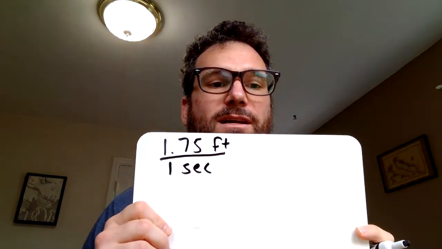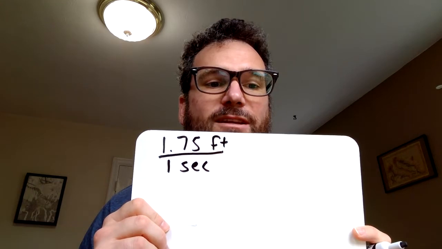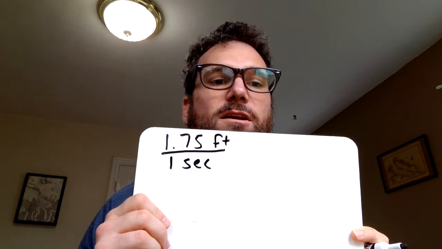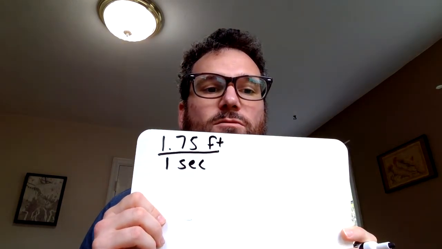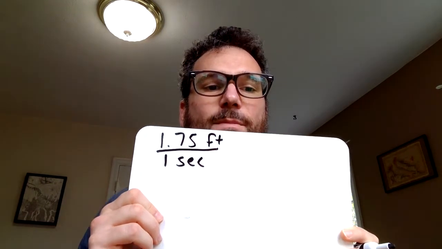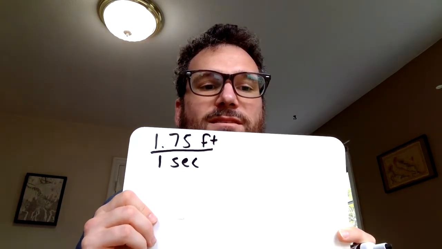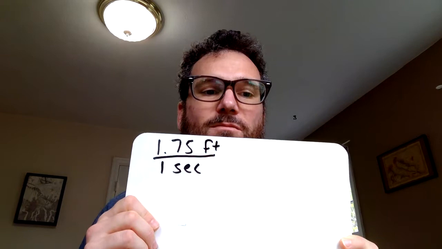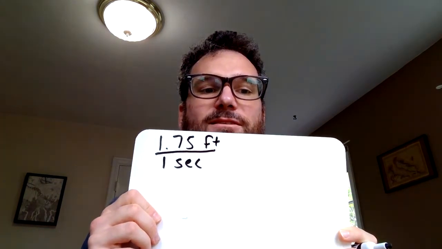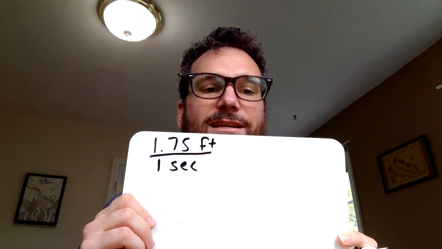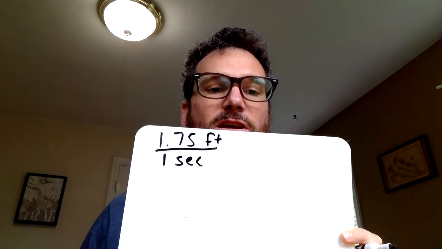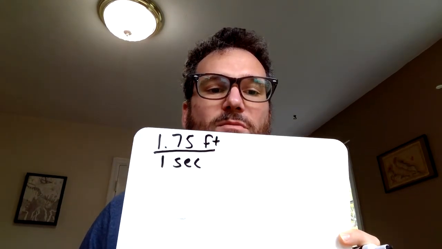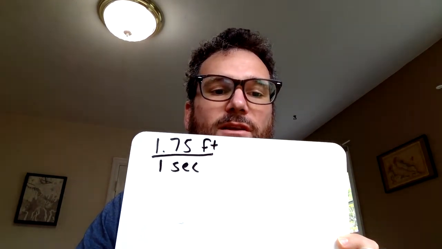In order to do so, I've taken the answer from the first problem and wrote it 1.75 feet per second. But notice how I wrote it. 1.75 is our numerator, 1.75 feet, and our denominator is 1 second. Remember, this is a fraction and a division problem, but in order to turn this from feet per second into feet per minute, we need to multiply. I'm going to pause this video so that I can rewrite the formula real quick.